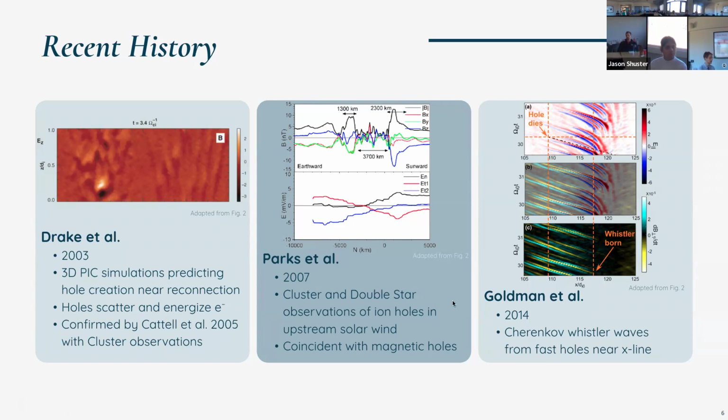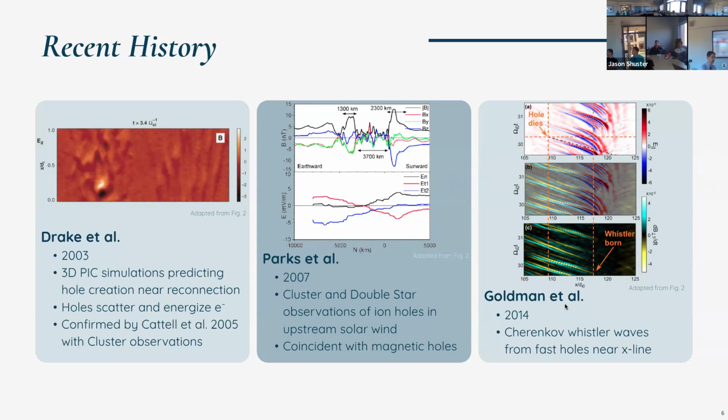So there were Cluster and Double Star observations of ion holes in the upstream solar wind, upstream of the bow shock, and they coincided with magnetic holes. So that's kind of what this picture is, this top thing. So there's this big, it's a big hole, right? 3,000 kilometers, but that is still small on the scale of space. And then there are these electric fields. We'll get into that. It's just also bimodal.